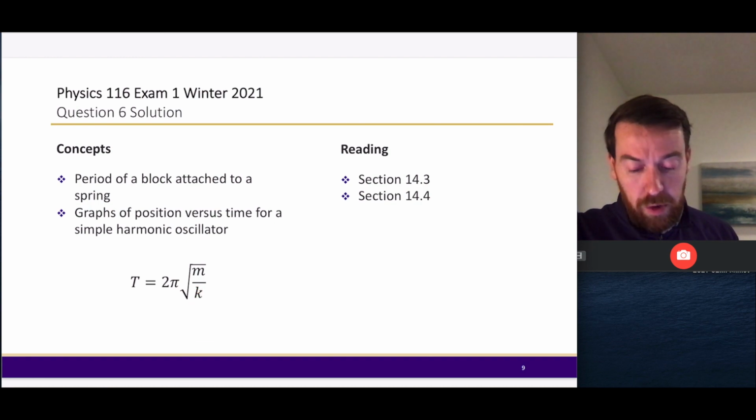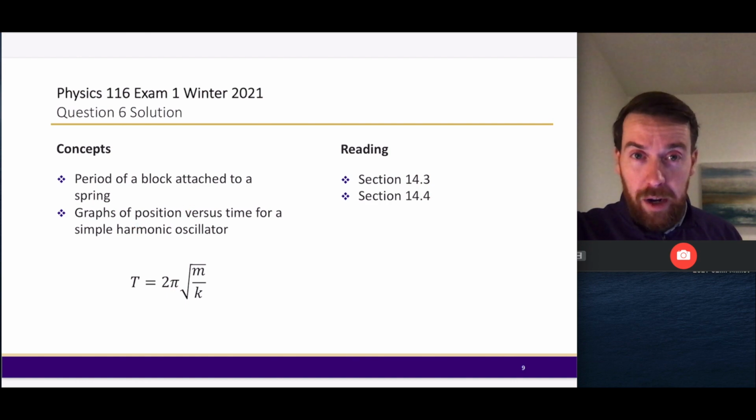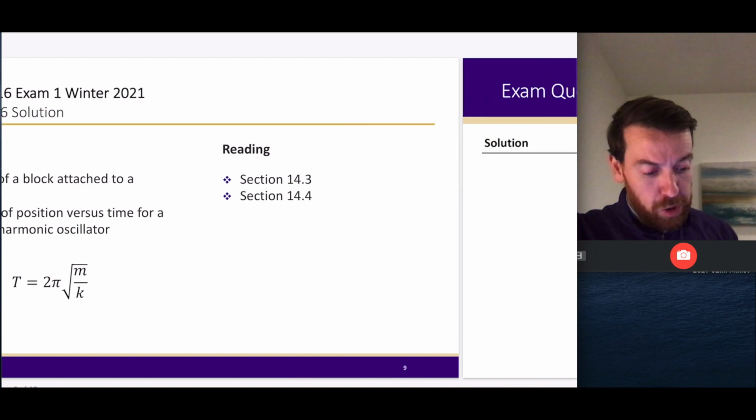We'll also need to be comfortable with position versus time graphs of a simple harmonic oscillator and how to denote period information from that particular graph. This is coming from sections 14.3 and 14.4, from chapter 14 in College Physics, Knight, Jones and Field. So let's jump into the question.